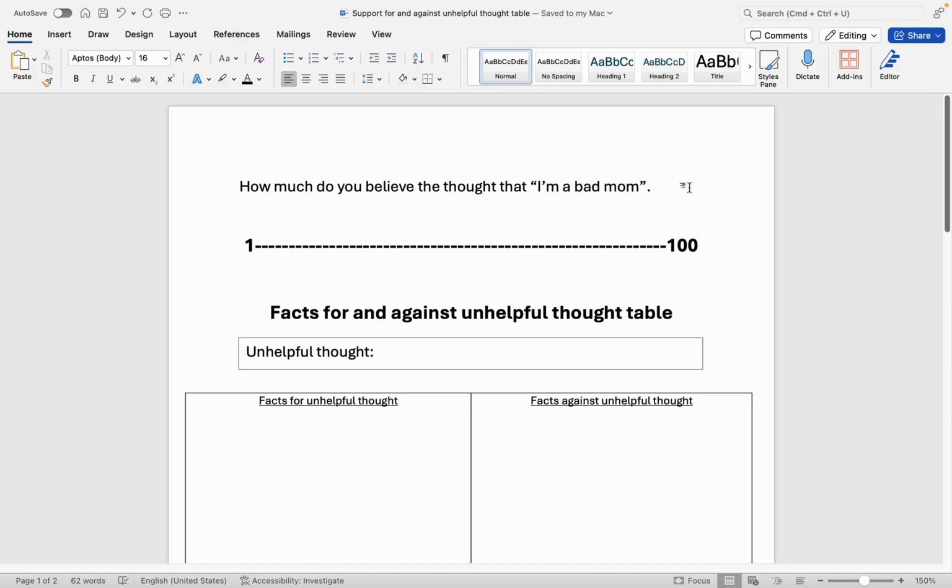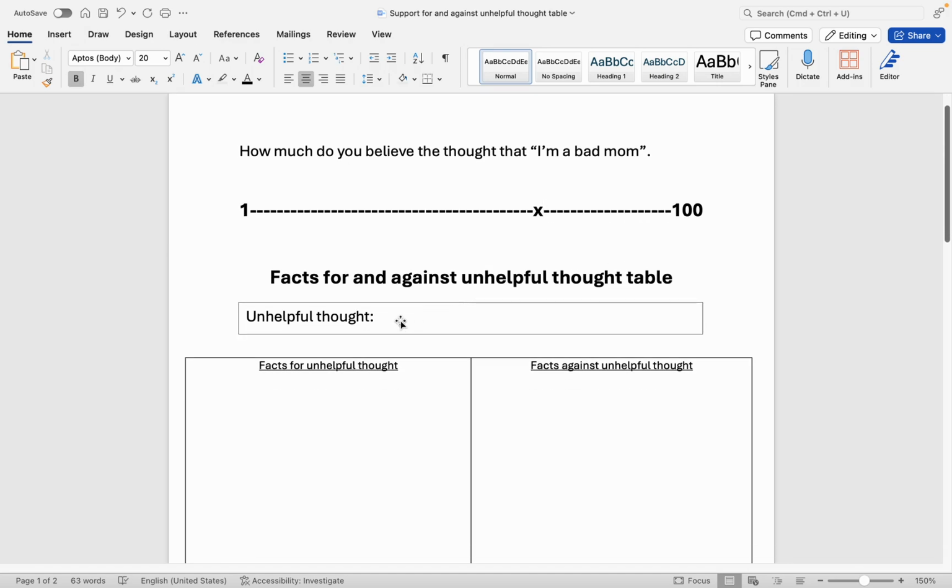Then ask them to rate how much they believe this unhelpful thought on a scale from 1 to 100. And let's say they think it's maybe like a 70 that they're a bad mom. Down here, you're going to want to write that same thing. And then you're going to start with facts for unhelpful thoughts.